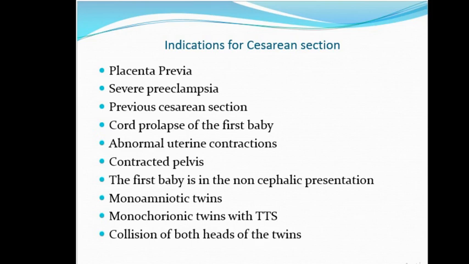Now, in monoamniotic twins, you may want to quickly do cesarean section, since there is a possibility for the umbilical cord of the second twin to prolapse once the first twin is delivered. And so you may want to prevent this obstetric emergency. Once you're able to identify that it is monoamniotic, elective cesarean section is always preferred. Then also in monochorionic twin-to-twin transfusion syndrome, as we've explained, you may want to do cesarean section to save these babies. And when there is a collision of both heads of the twins such that they are locking each other, you may want to do cesarean section to deliver them.